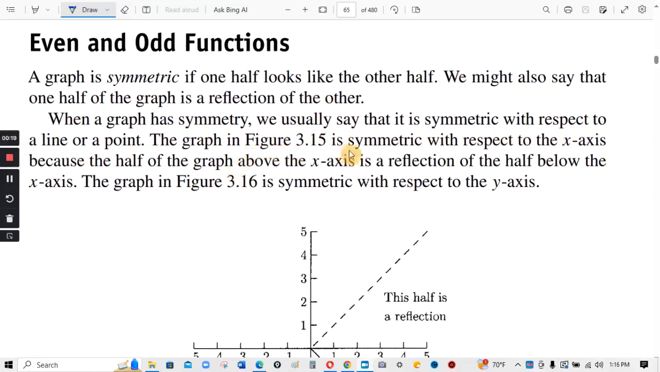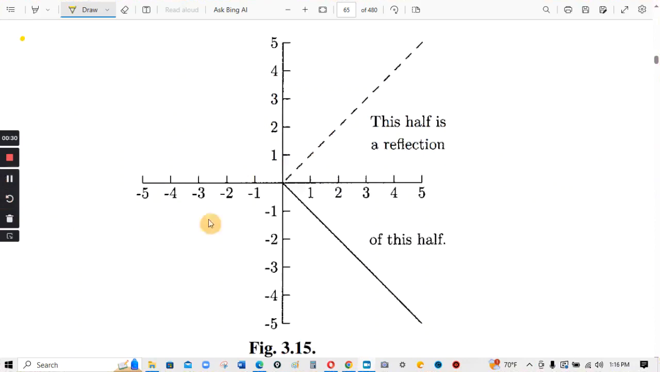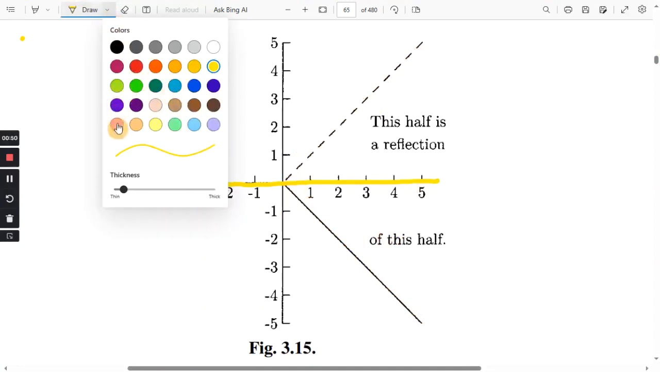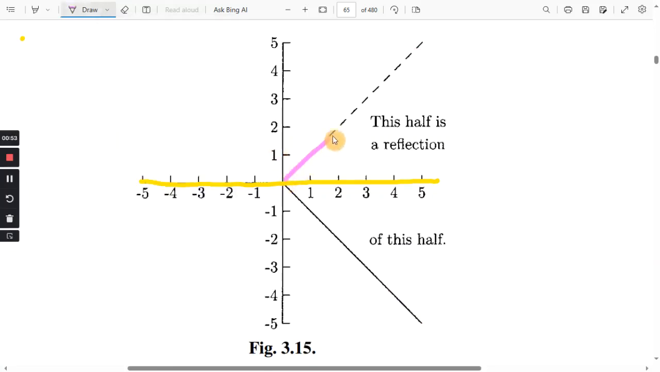Okay, the graph in figure 315 is symmetric with respect to the x-axis because the half of the graph above the x-axis is a reflection of the half below. Let's take a look. Right here we have the graph, and the x-axis is this axis right here. And that acts as a mirror. So this half of the graph and this half of the graph are reflections of each other. So basically the x-axis acts as a mirror. So this is a reflection of that and vice versa.